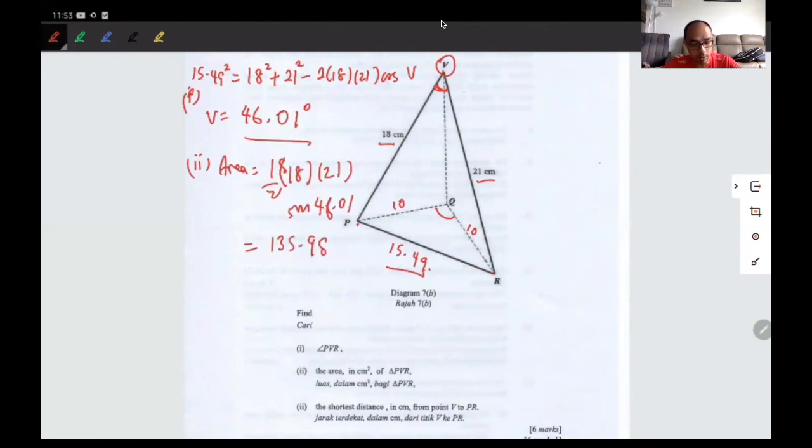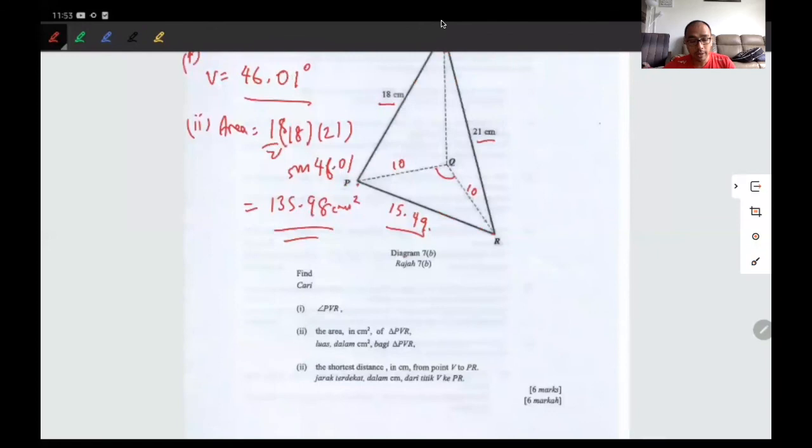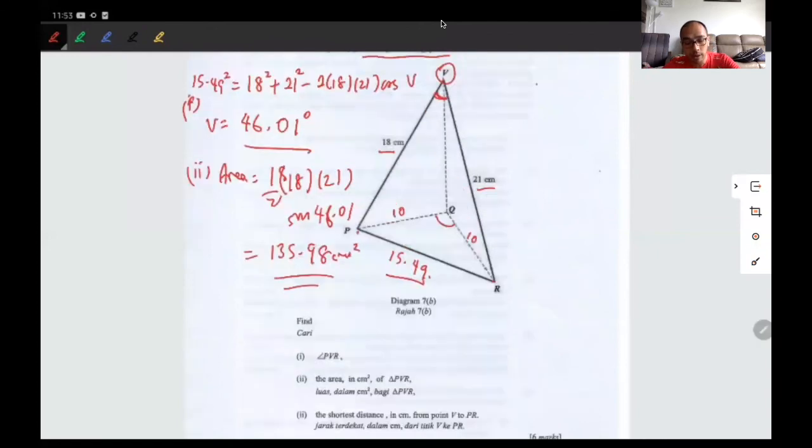Okay, cm squared. Shortest distance from point V to PR. Now, shortest distance means what you know. If this is PVR, let's say, okay, PVR. The shortest distance is always the height. Okay, and it always makes a 90-degree angle. Now, if you take a look at this, we have already counted this one.